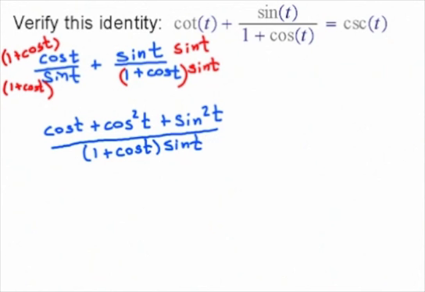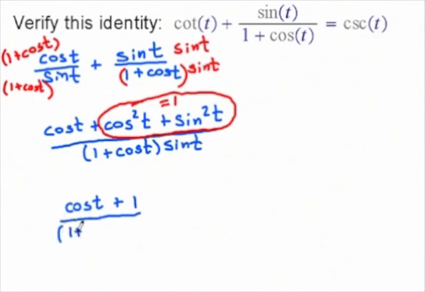Alright, and what we need to do here is recognize this piece. This is cosine squared t plus sine squared t, and that's a Pythagorean identity. This whole thing is really just equal to 1. So I can simplify this to be cosine of t plus 1 over 1 plus cosine of t times sine of t. And by the commutative property, cosine of t plus 1 is the same thing as 1 plus cosine of t.